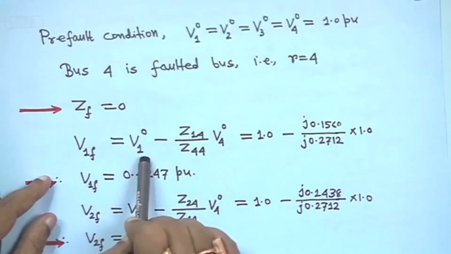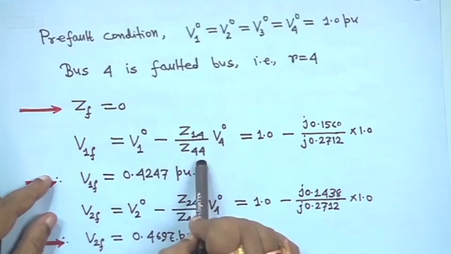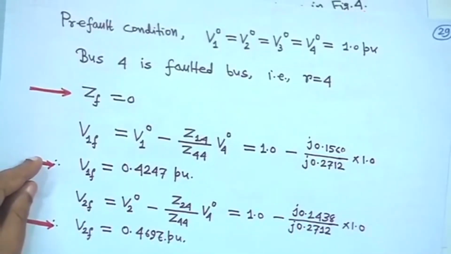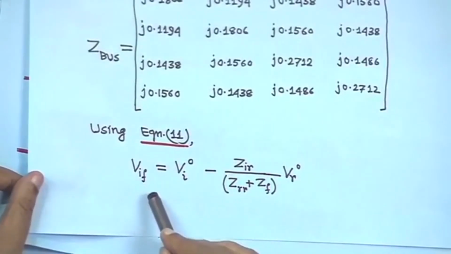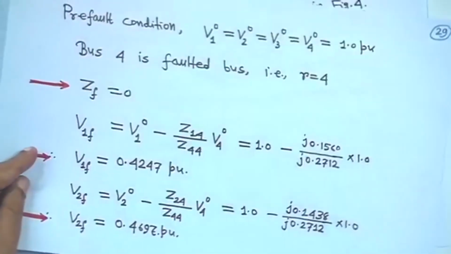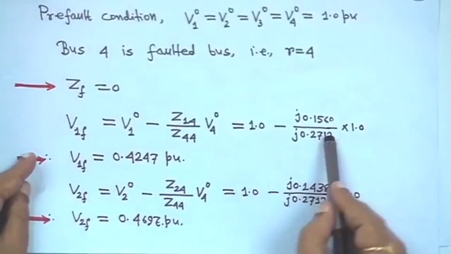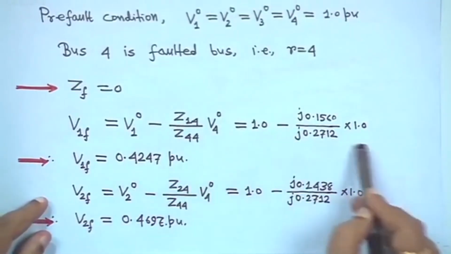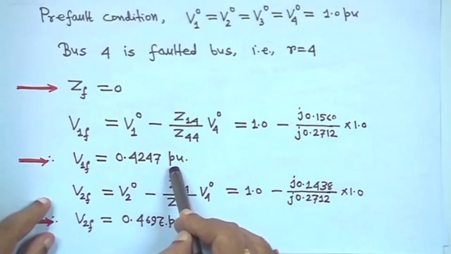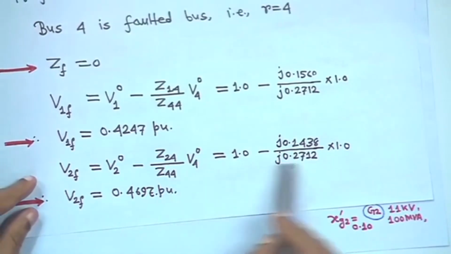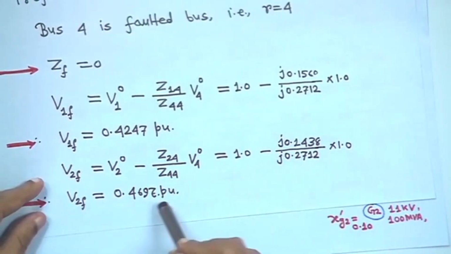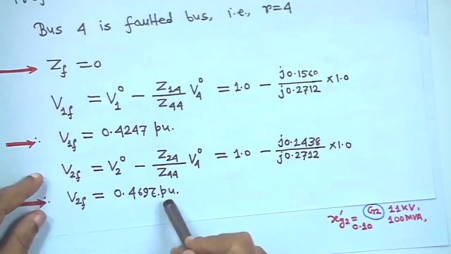So, V1f is equal to V10 minus Z14 by Z44 into V40. In this equation you put i equal to 1, 2, 3, 4. Then, substituting all these values, you will get V1f equal to 0.4247 per unit. Similarly, V2f is V20 minus Z24 by Z44 into V40, and you will get 0.4697 per unit.